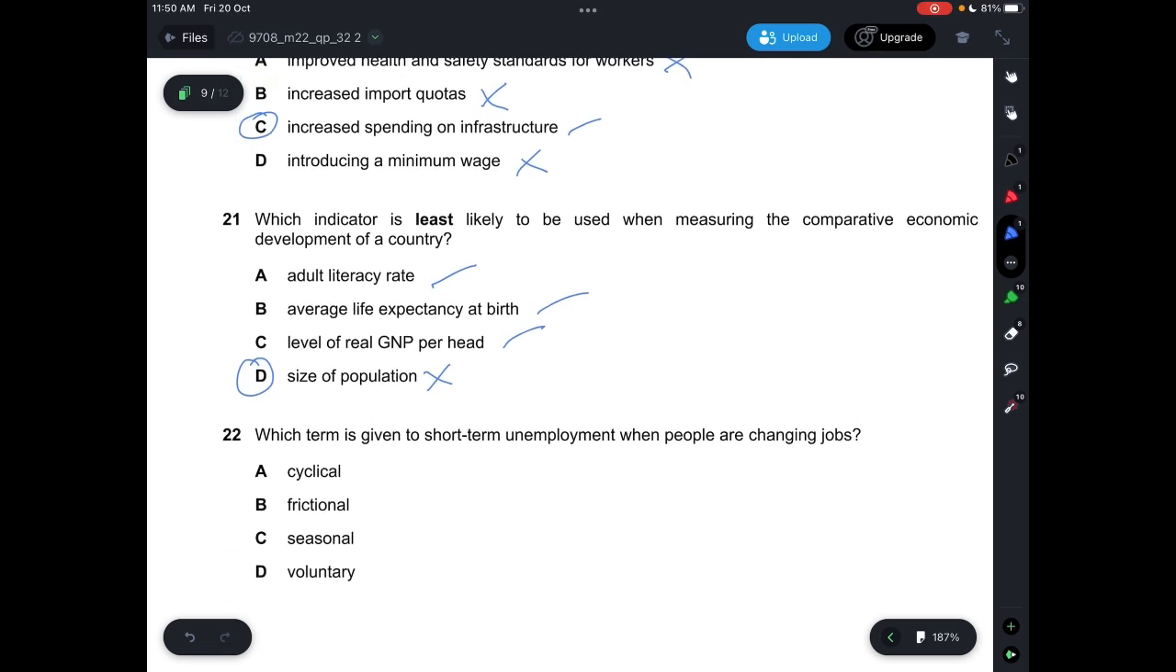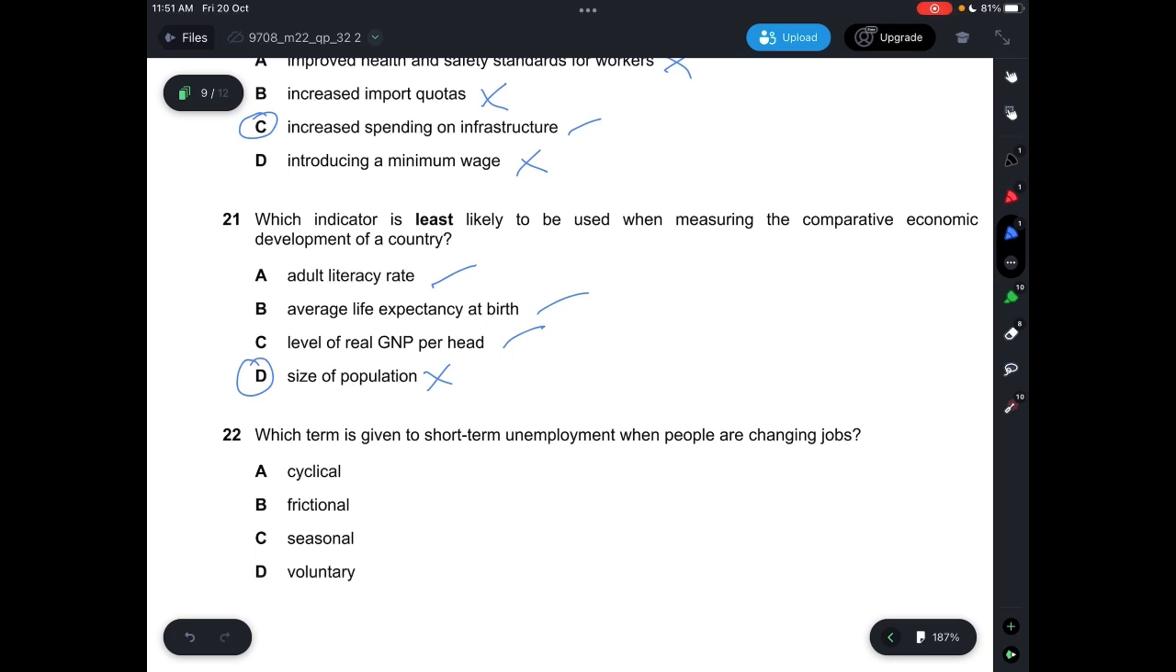of course, normally for an economically developed country, in most cases, the birth rate will definitely be lower than in countries with lower economic growth. But here, when we're talking about economic development, the more important ones would be the literacy rate, life expectancy, and also the real GDP.